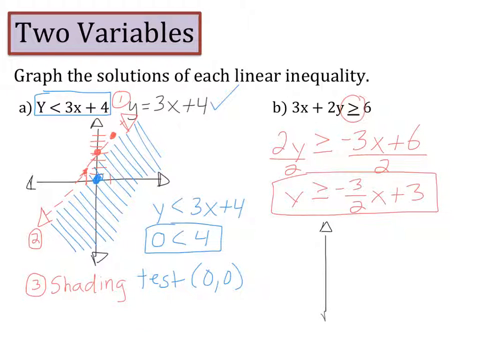So we'll draw our y-axis and our x-axis. We have a y-intercept of positive 3. And our slope is down 3 over 2. So 1, 2, 3 over 2. And I like to have 3 points. So then I'll go up 3 and over 2.